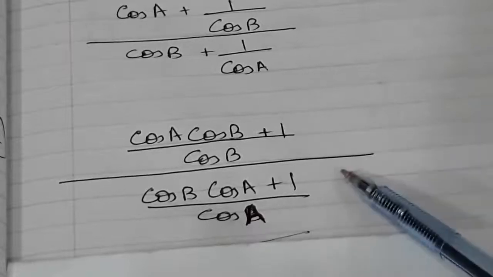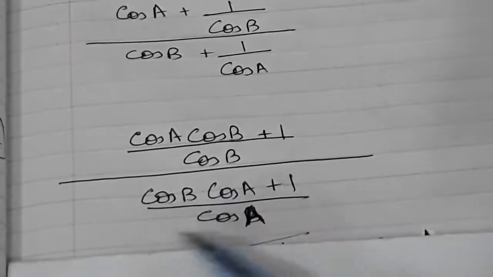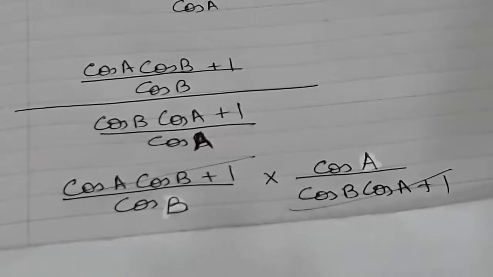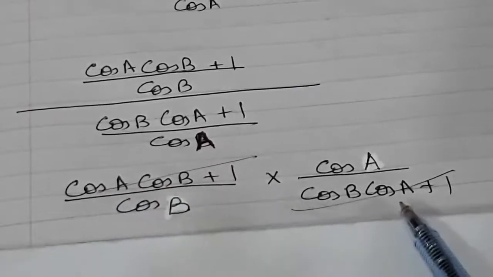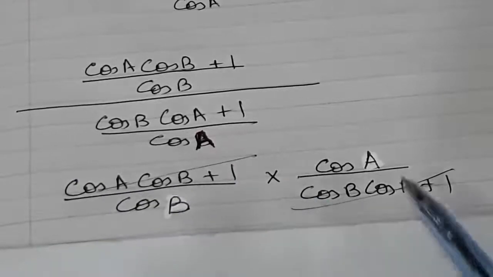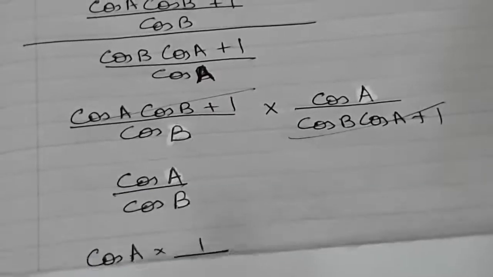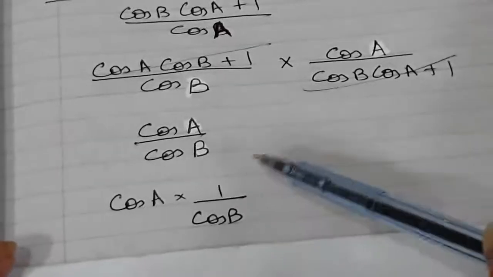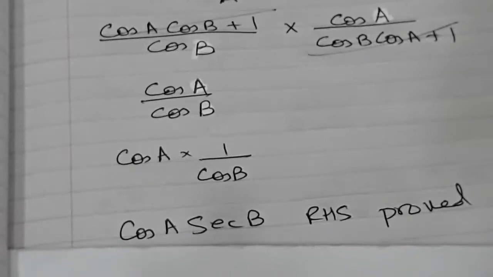So again I will do the same thing. I will change this division sign into multiplication, and this denominator will get inverted in the next step. Fine. So now cos a multiplied by cos b or cos b multiplied by cos a is the same thing. So I'm cancelling this numerator with this denominator, and I'm left with cos a over cos b. Now cos a over cos b can be written as cos a multiplied by 1 over cos b, and 1 over cos b is equal to sec b. So the identity is proven. We have gotten the right hand side.